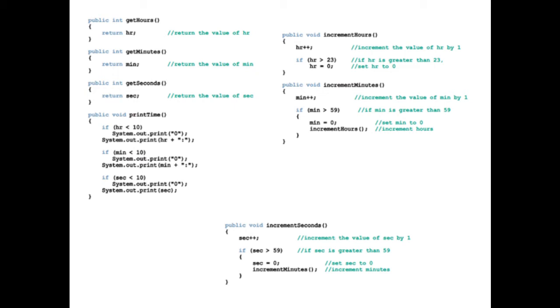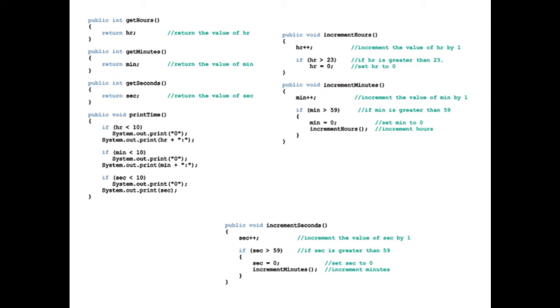Public void printTime. If hr is less than 10, System.out.print 0, then System.out.print hr plus colon. If min is less than 10, we print 0, then we print min plus colon. If sec is less than 10, we print 0, and then we print the value of sec.